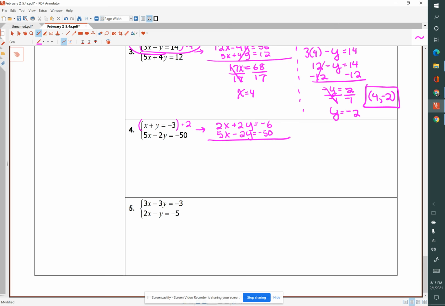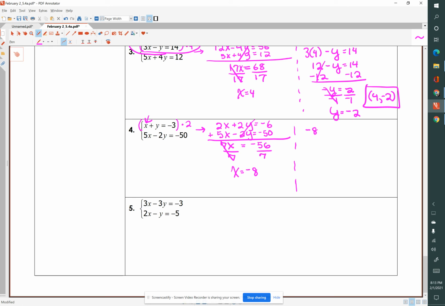And I don't need to subtract, I just need to combine what's there by adding. So 2 plus 5 is 7x, and positive 2y, negative 2y, that's my elimination. And negative 6 plus negative 50 is negative 56. And I'll divide both sides of the equation by 7, and x equals negative 8.